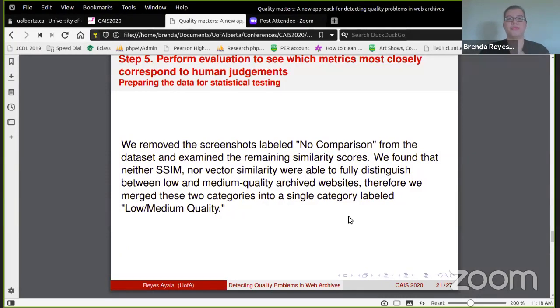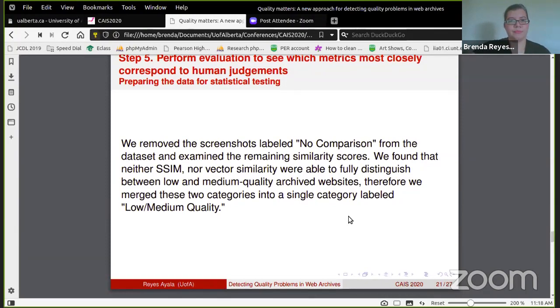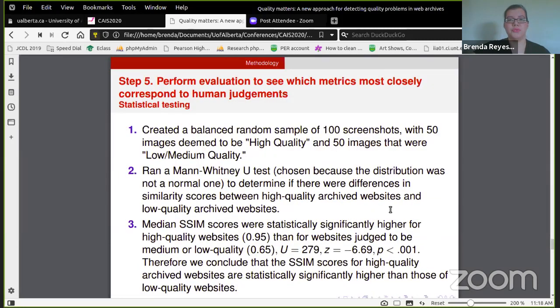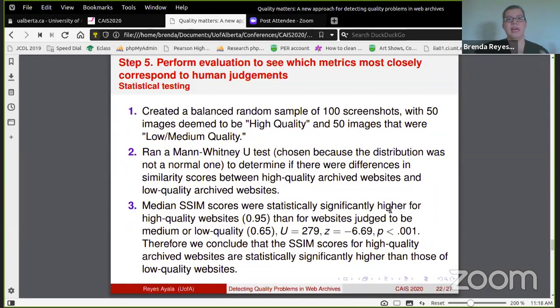So we tried to perform some evaluation to see if there were meaningful differences. We removed the screenshots labeled no comparison from the data set because you couldn't calculate a score in some instances. We found that none of the image similarity measures were able to fully distinguish between low and medium quality archive websites. Therefore, we merged these 2 categories into one called low/medium quality. So we performed an evaluation to see which ones were the best. We created a balanced random sample of 100 screenshots, with 50 images deemed to be high quality and 50 images that were low/medium quality.